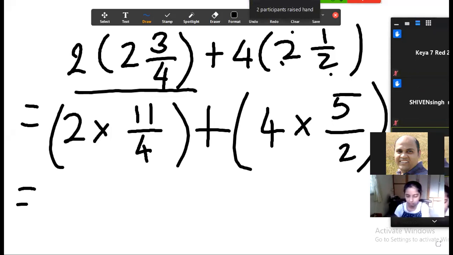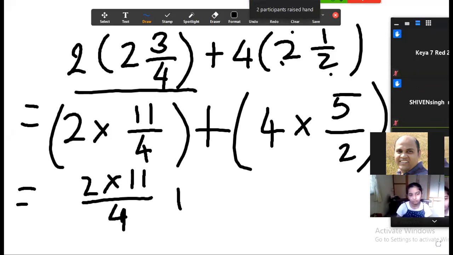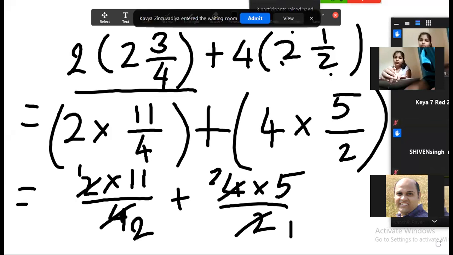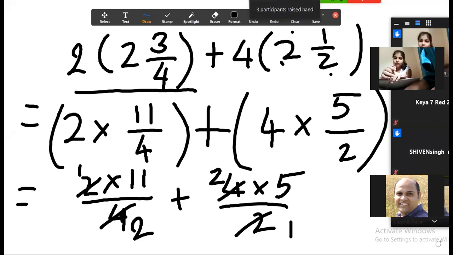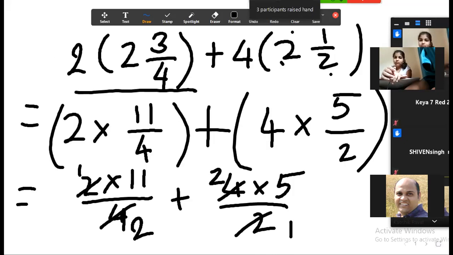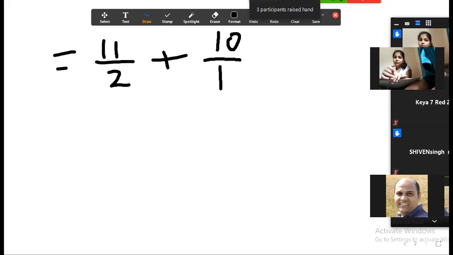Okay, so now 2 into 11 upon 4 plus 4 into 5 upon 2. So 2 ones are 2, 2 twos are 4. Okay, so what do we do? The next step is 11 upon 2 plus 5 twos are 10, right? So 10 upon 1.